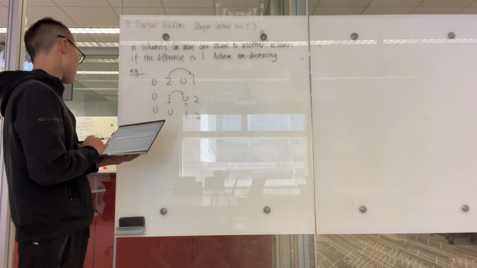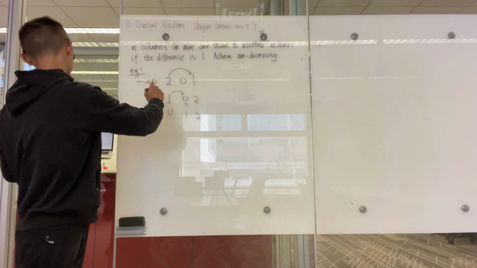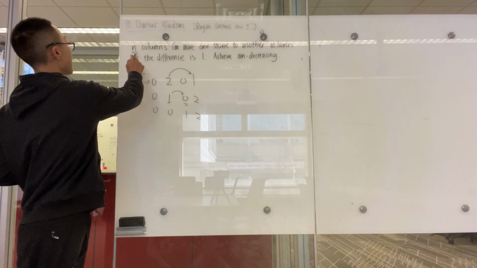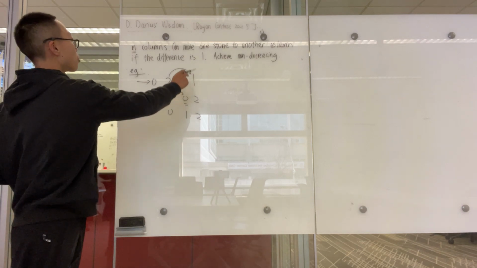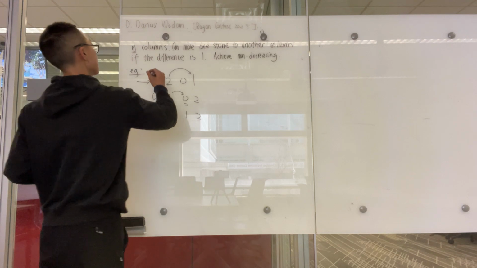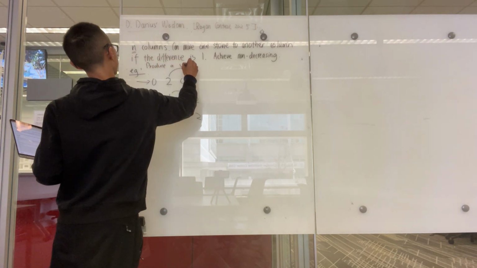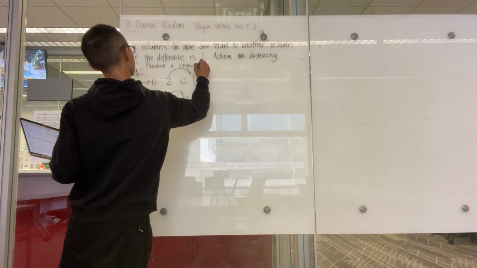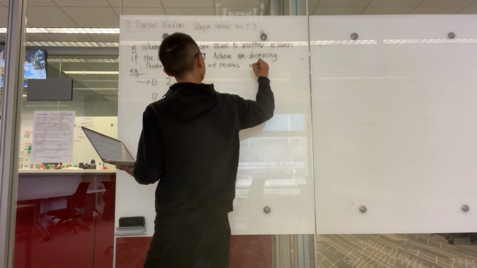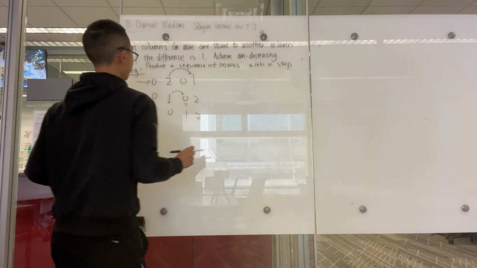Now the question asks, given this configuration, produce a sequence of moves within n steps that sort the columns into non-decreasing order. So we want to produce a sequence of moves with n steps or less.